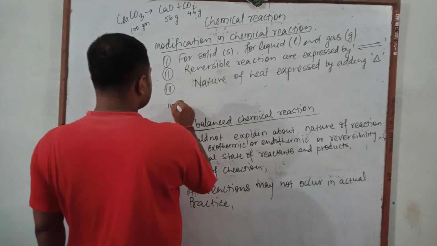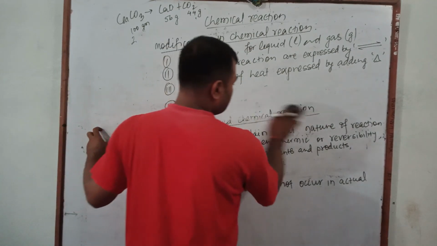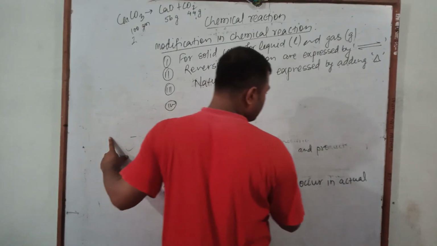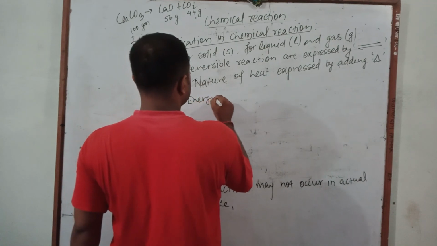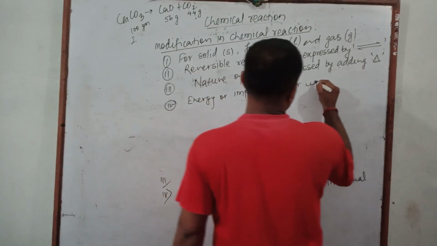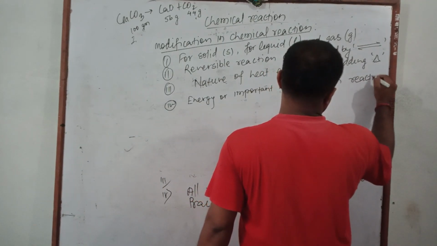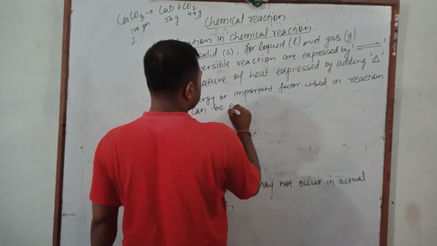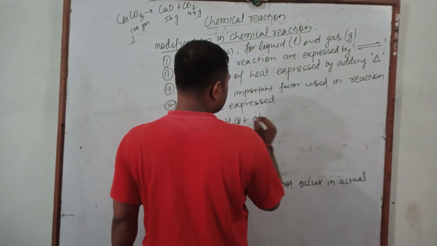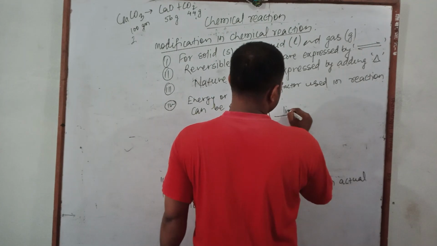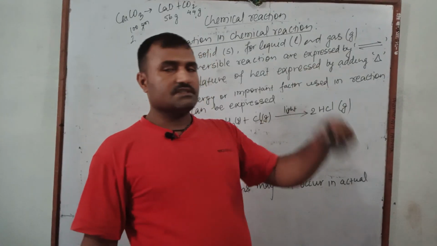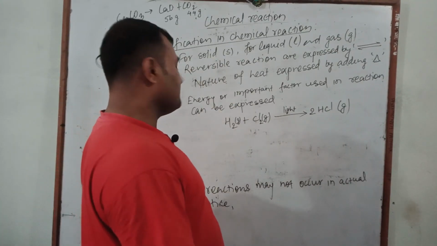Also, the direction of change is mentioned, and energy or important factors used in a reaction can be expressed. For example, hydrogen and chlorine, both diatomic gases, in the presence of light give 2HCl, which is also a gas. It means light is the most important factor for such a reaction. In this way, these are called modifications in a chemical reaction.